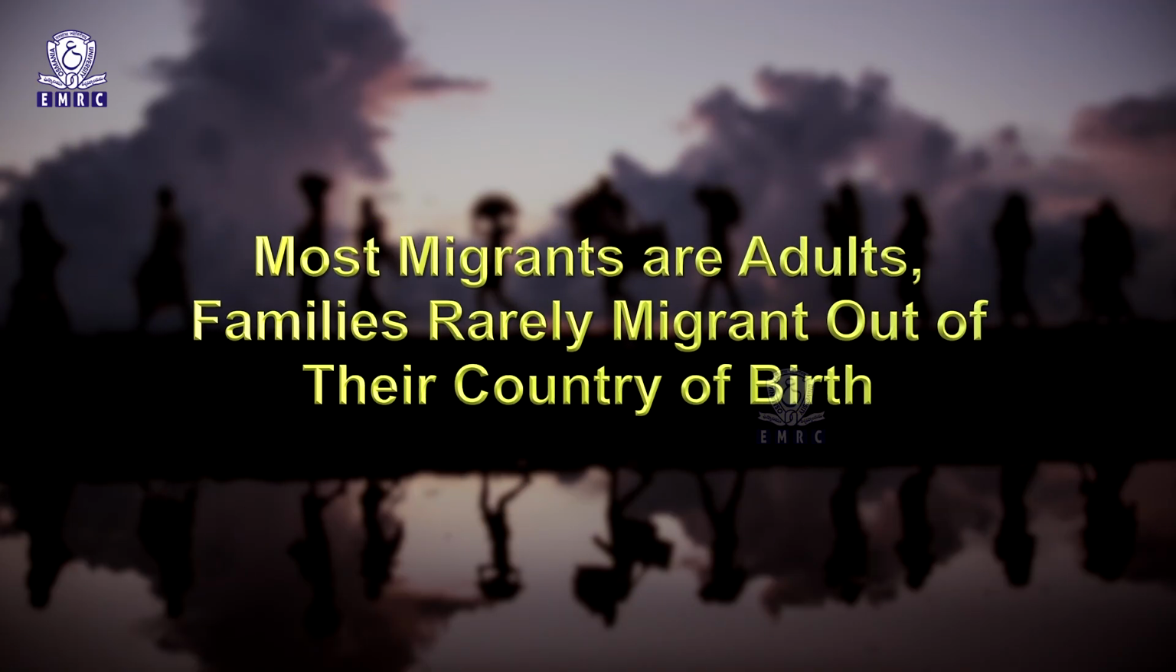Coming to the seventh law, most migrants are adults. Families rarely migrate out of their country of birth. This law contains two observations. The observation concerning adults is universal and indisputable. In voluntary migrations, the majority of the people are adults. The second part of the law is more problematic.